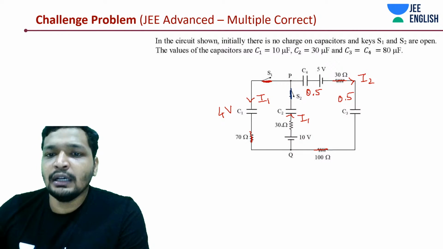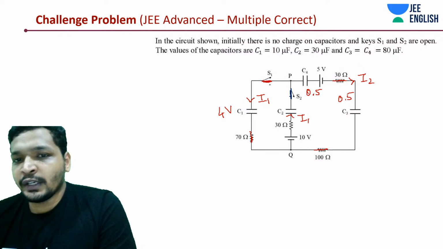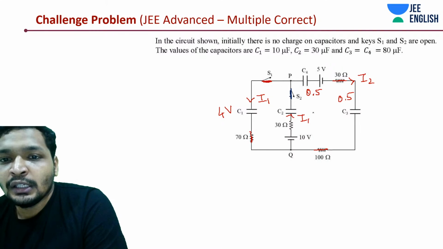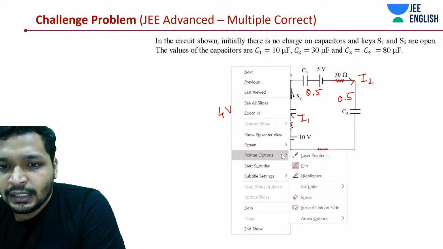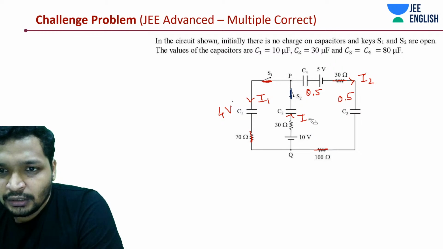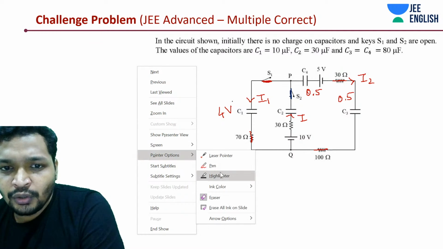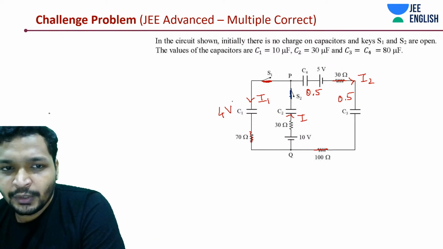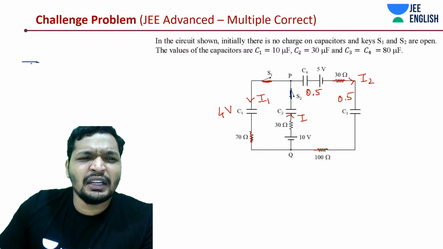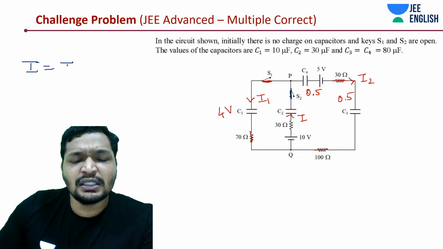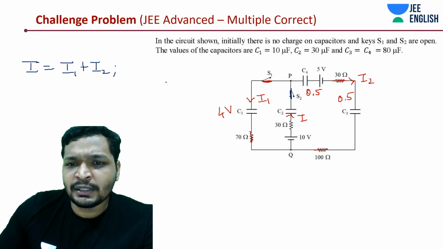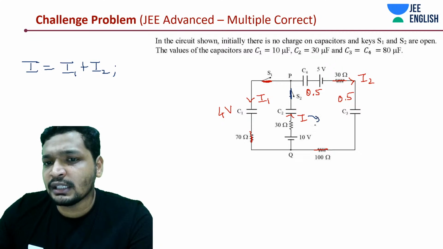Now this is closed for a very long time. Red indicates closed for a very long time. So this is not I1 but I. It looks like I1. Okay, I is equal to I1 plus I2. First equation. First of all, always write down this equation, even though it's not the most necessary equation, it is a necessary equation. I is equal to I1 plus I2. You need to find out this I. I is the instantaneous current.